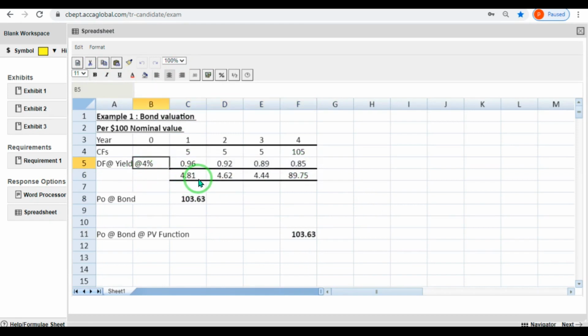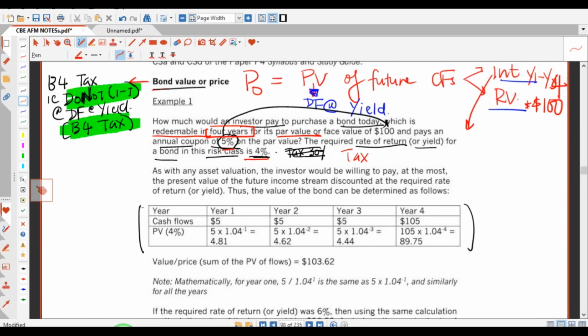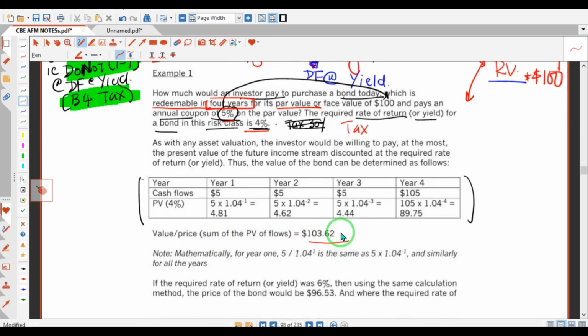It takes a little bit of time, but you need to know this simply because sometimes the yield is not constant at 4%. It might not be yield to maturity. They might give you some other annual yield. So this is the answer for this, which is exactly what the examiner has done, 103.62. Probably he used the Excel spreadsheet in those days.